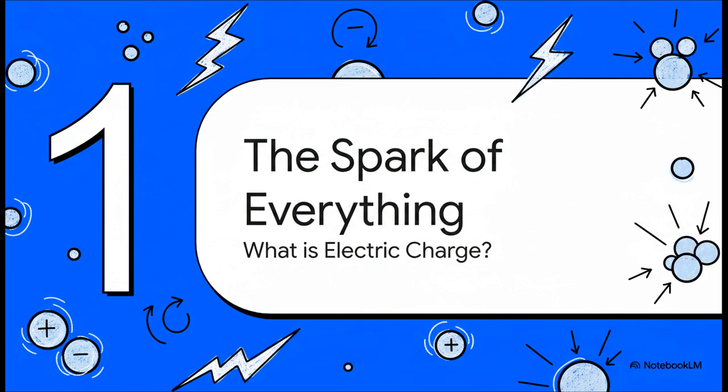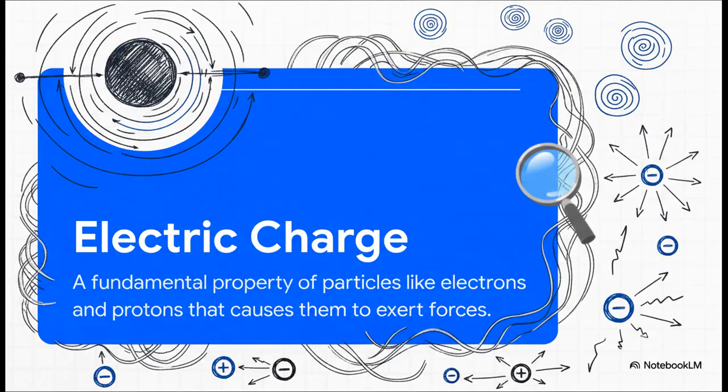Before we can talk about lightning or circuits, we need to meet the absolute star of the show, the electric charge. Think about it like this. Mass is a property that causes gravity, right? Well, electric charge is a property that causes the electrostatic force. It's not something a particle has, like a little backpack. It's just part of what it is. It is woven right into the fabric of matter itself.